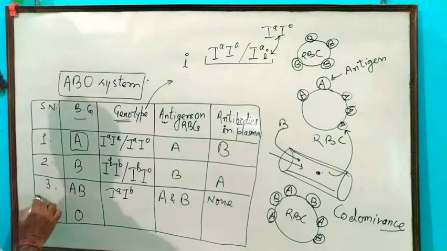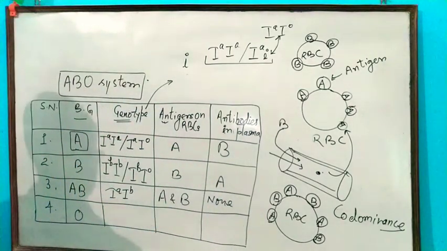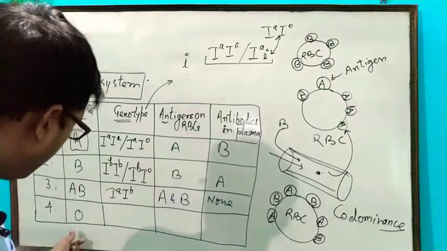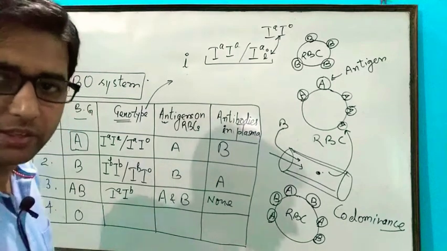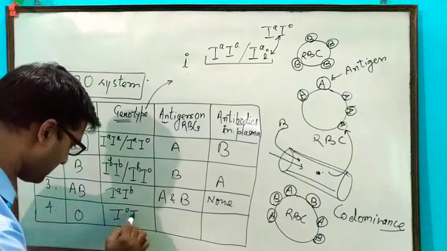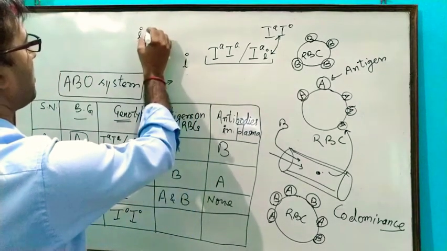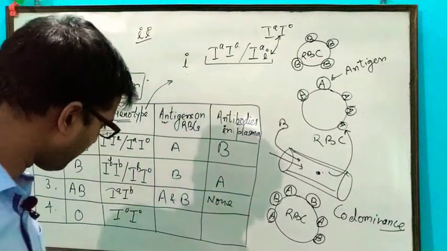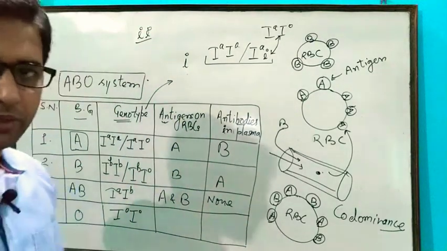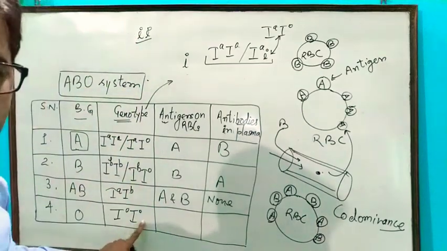Good. Now moving to the last group. This is what IO means, the O group, and the genotype for this is IO. Some authors write it as small i. Both are the same. This is also correct and this is also correct.